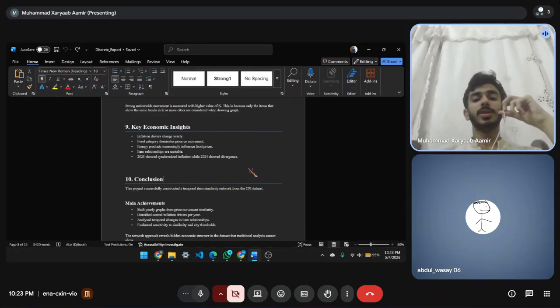Across all these three years, one thing is clear: inflation drivers keep changing. Food items always remain important, but energy products become more and more influential over time. Also, the relationships between items are not stable. They keep shifting every year. Overall, this network helps us see that inflation is not controlled by one group of items. Instead, it moves through different categories of the economy, which traditional analysis usually cannot easily show.